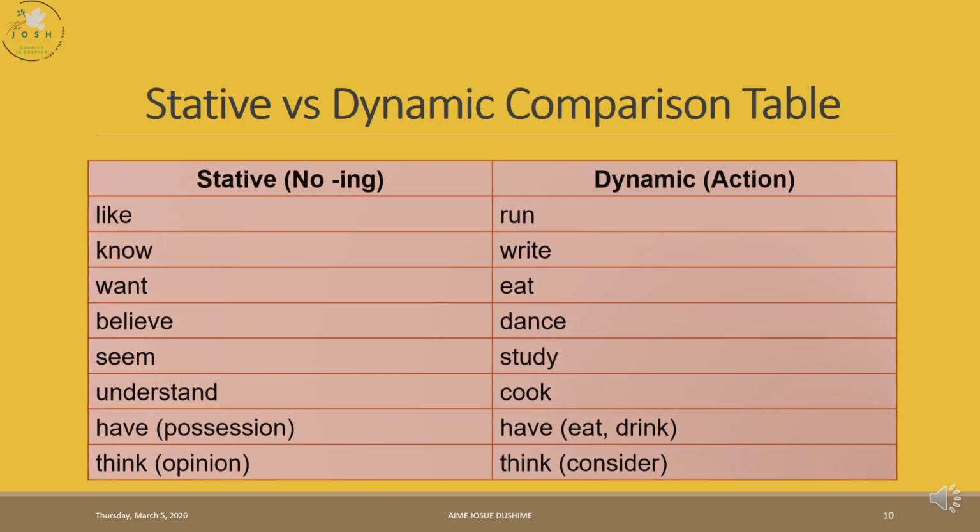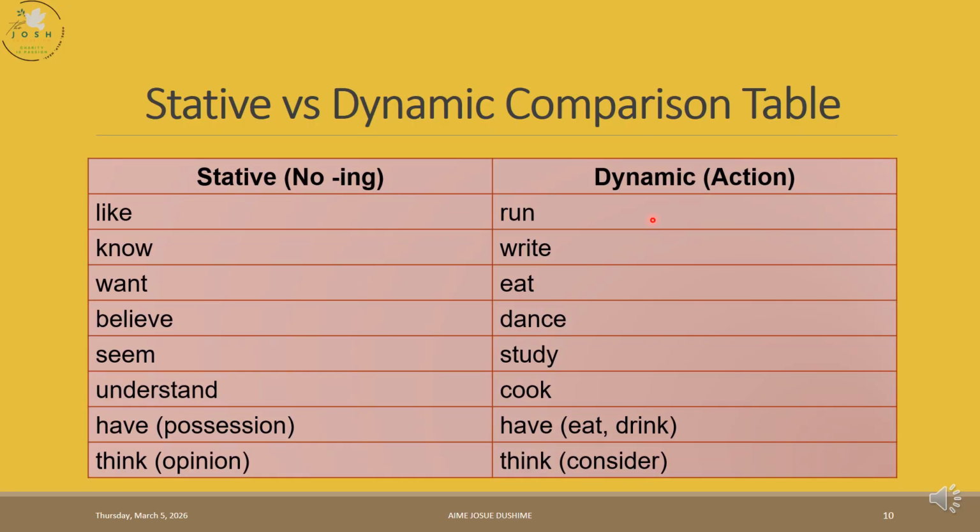Let's see a comparison table between a stative and the dynamic. Remember stative, I said that there is no ing. We have like, know, want, believe, seem, understand, have, think. This have is here as a possession. This think is here as an opinion. Dynamic verb, which is the action verb: run, write, eat, dance, study, cook.